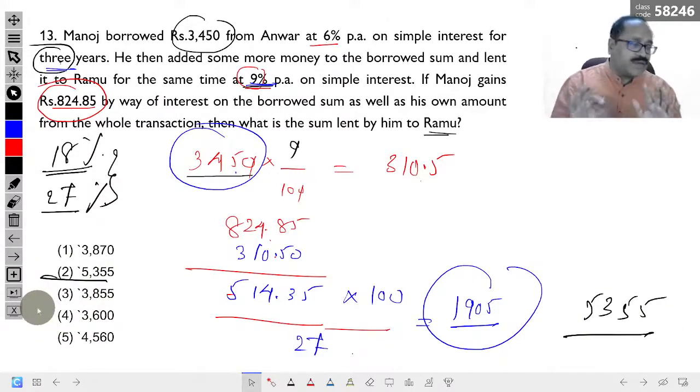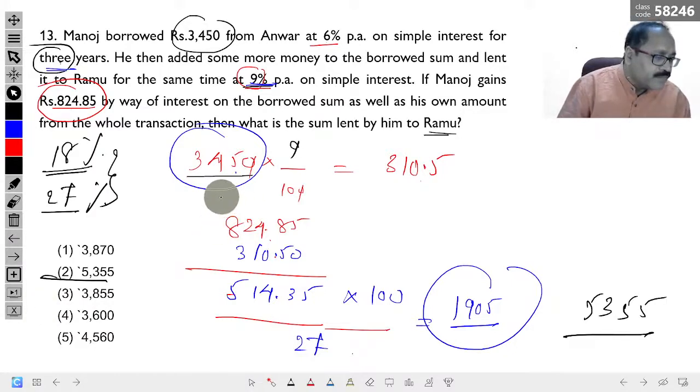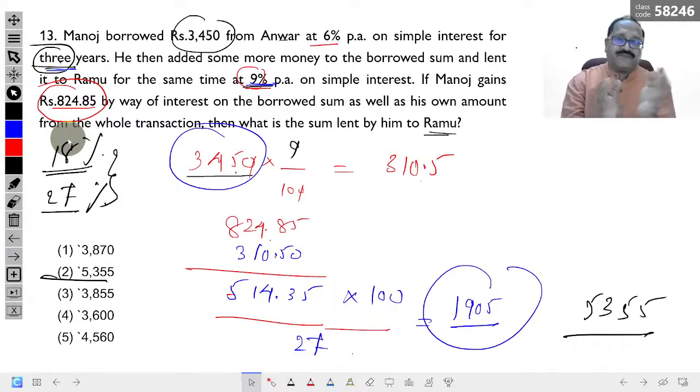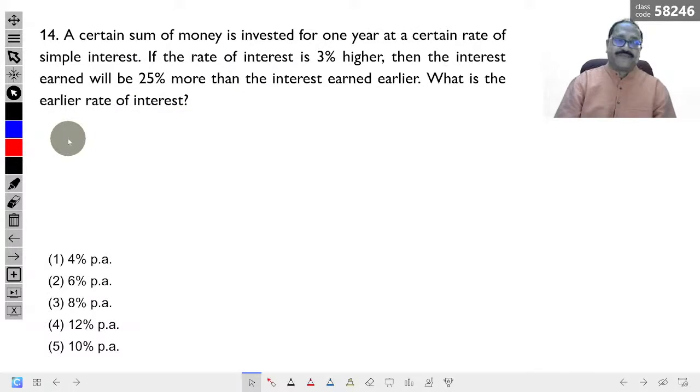I am extremely sorry this question got delayed, but I made a mistake of not taking the time. I was considering 1 year. 6% for 1 year. No, 6% for 3 years. 6 3 is 18. Option B. That's right, Akansha Yadav. Okay. Hope it's clear. Next question is here.